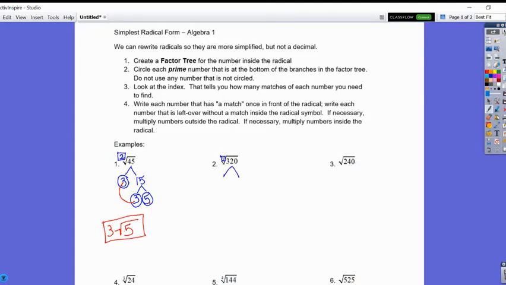We've got the cube root of 320. So for that, I've got to start thinking, what numbers can we divide to get 320? So I see it ends in a 0, so I know that it's got to be able to divide by 10. So we could do 10 times 32. 10 is not a prime, so I'm going to keep on going. That's going to be a 5 times a 2. 5 is prime, so I can circle it. 2 is prime, so I can circle it.